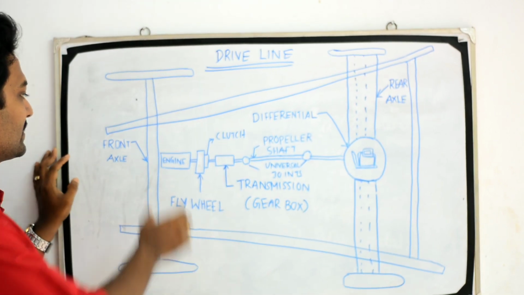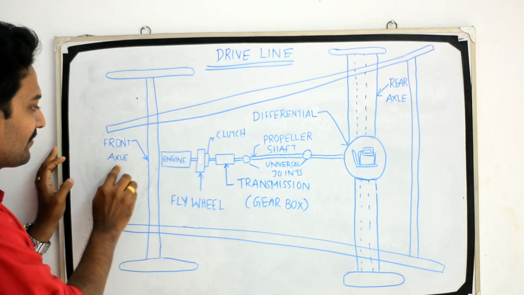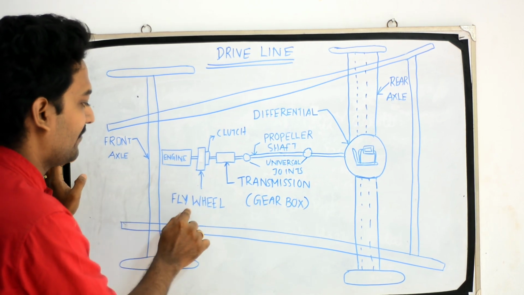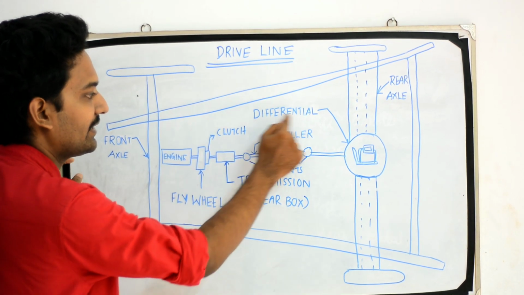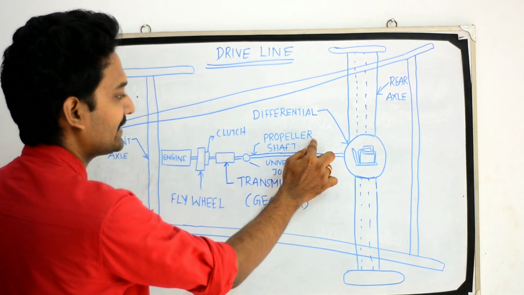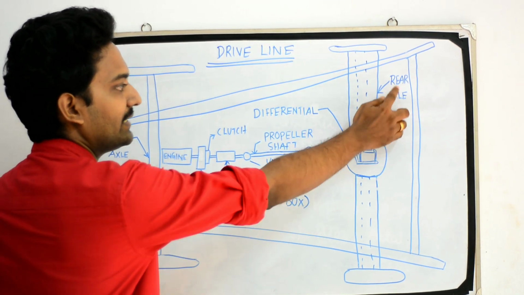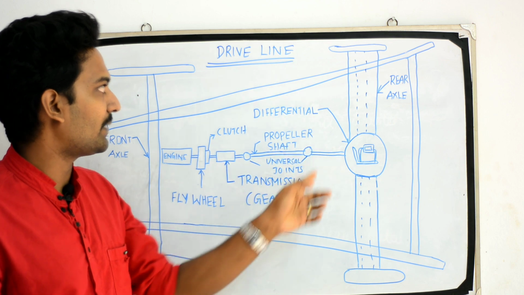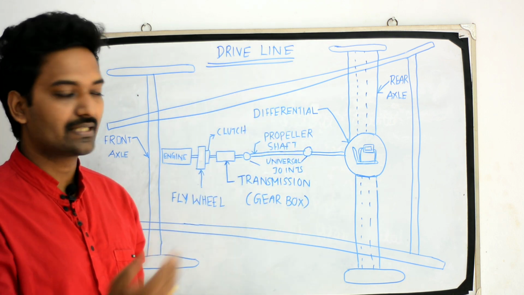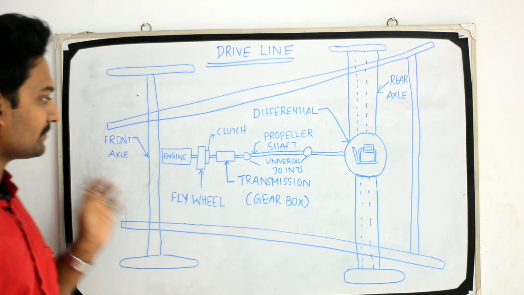This is the diagrammatic representation of a drive line. The drive line consists of the main important parts: front axle, engine, flywheel, clutch, differential, propeller shaft, universal joints, transmission or gearbox and rear line. These are the important parts in a drive line.